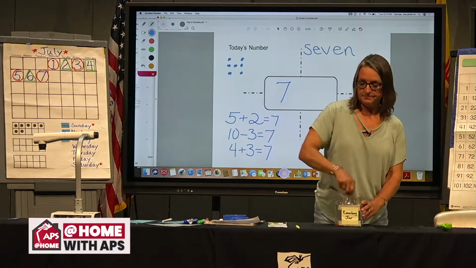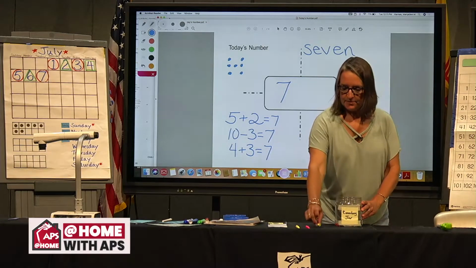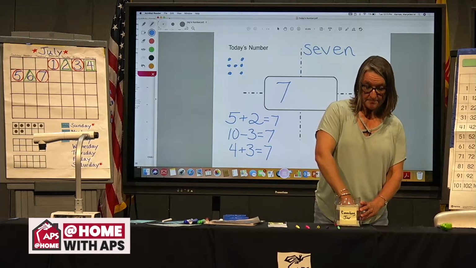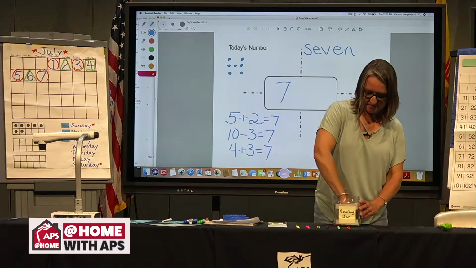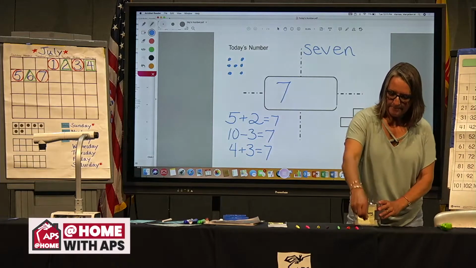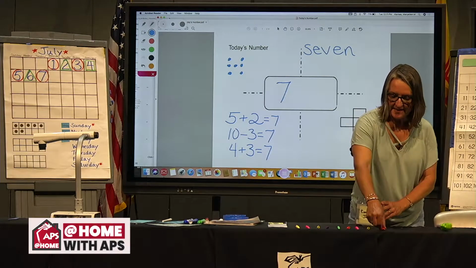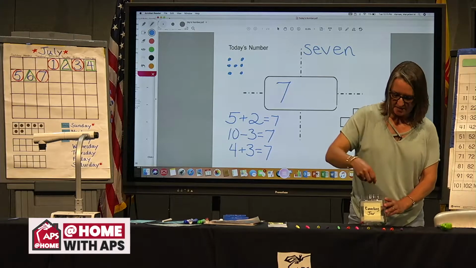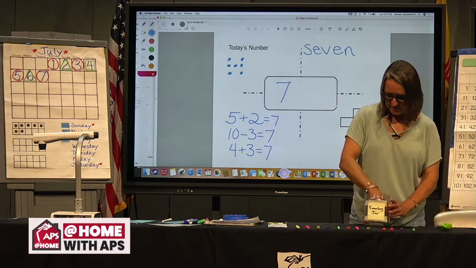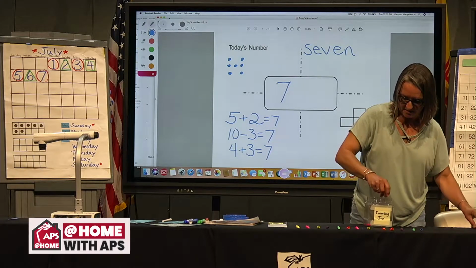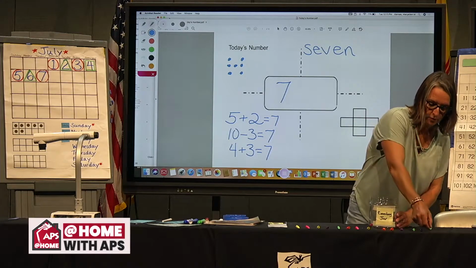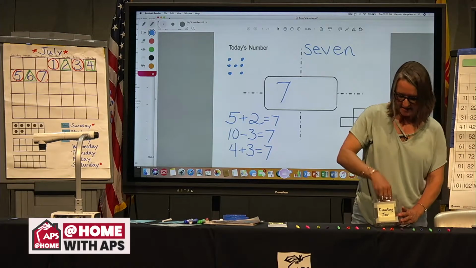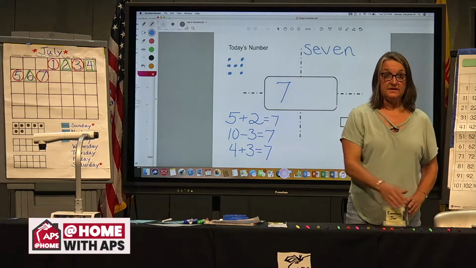1, 2, 3, 4, 5, 6, 7, 8, 9, 10, 11, 12, 13, 14, 15, 16, 17. How many erasers do we have?